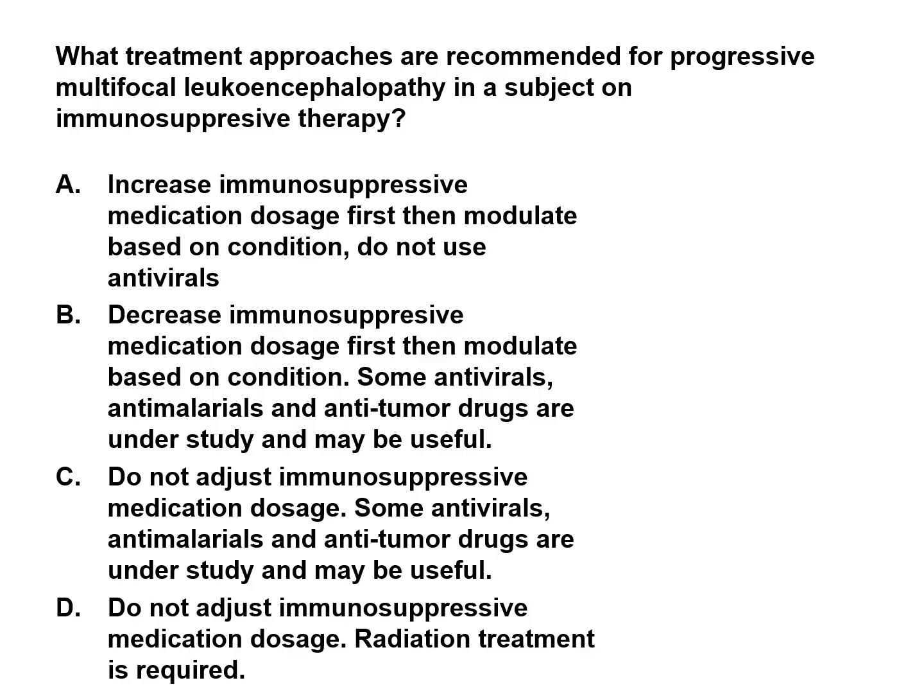All right, so again, going back to the BK virus, this is a very similar concept here. The reason why the virus has blown up again, the reason why it's replicating and causing manifestations, is because of the immunosuppression. So what you have to do is actually to modulate, to decrease the immunosuppressive medication. And yes, there are studies on various antivirals that might be useful. Some of them are directly specific antivirals, some of them are anti-malarials actually, and some of them are anti-tumor drugs. So the answer is B.